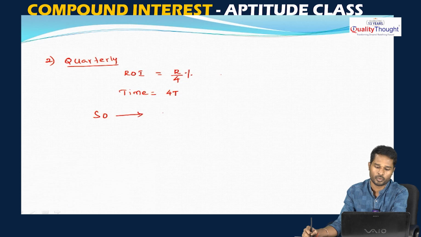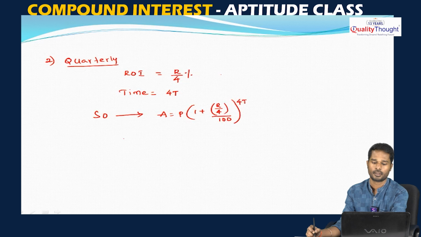So the total amount A will be written as P into 1 plus R by 4 by 100 whole power 4T. As the rate of interest is calculated quarterly, you need to take the value R by 4 and 4 into T, where T is the number of years. If T is 1 year, write 1. If time is 2 years, write 2, like that. So let us see the third case.